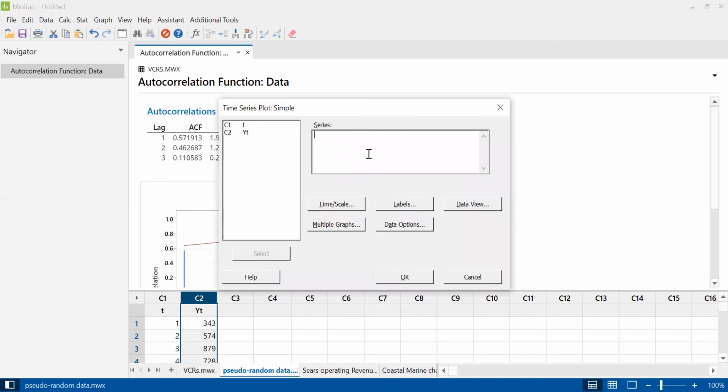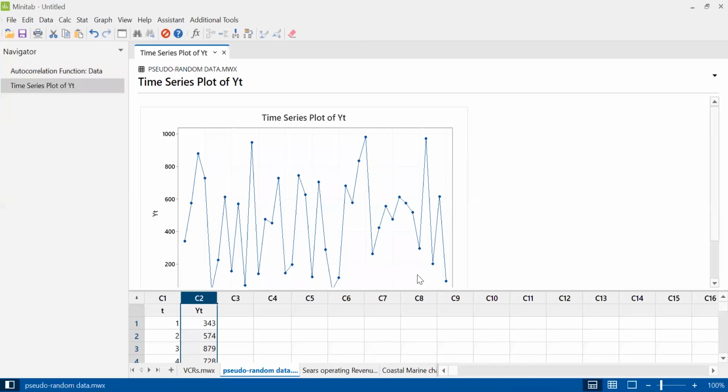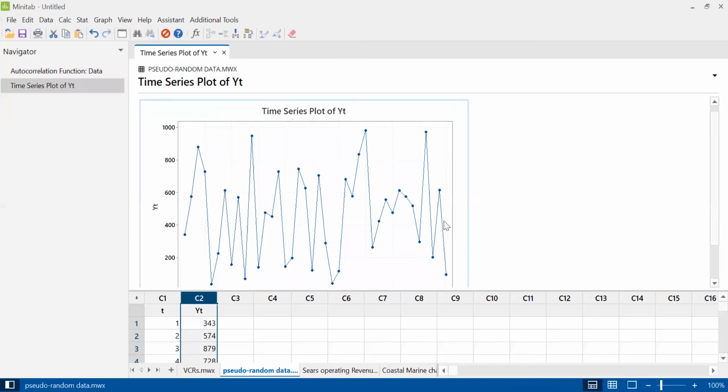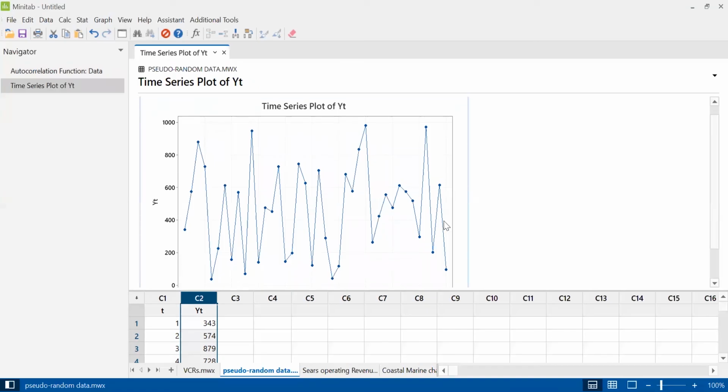If this is the first time you are doing the time series plot, you will see the series box is empty, and you want to identify the value as YT. When you double click on it, YT will be filled into the box automatically. Then click on OK. You will see the same time series plot we just saw on the PowerPoint slide. Again, it's purely random, up and down. We don't see any patterns.